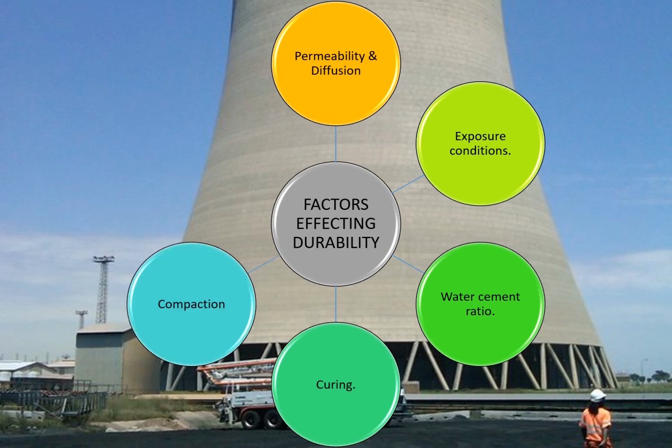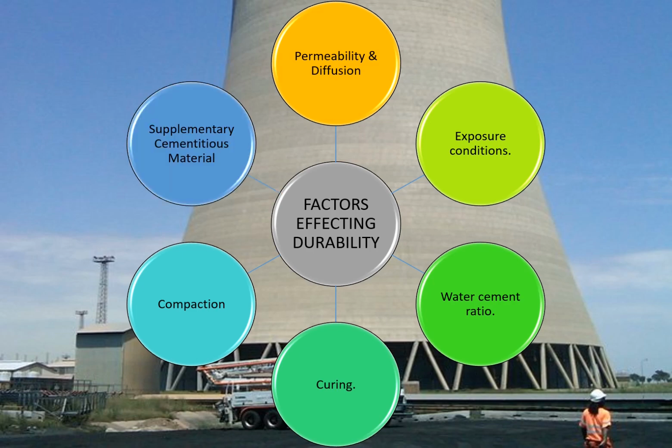Then comes the compaction. One has to make sure that the compaction of the concrete is achieved 100%. In our previous modules we talked about compaction as a separate subject, showing how the presence of voids will have an impact on the strength of the concrete. So if the compaction is not achieved 100%, a significant impact on the strength of the concrete can be seen.